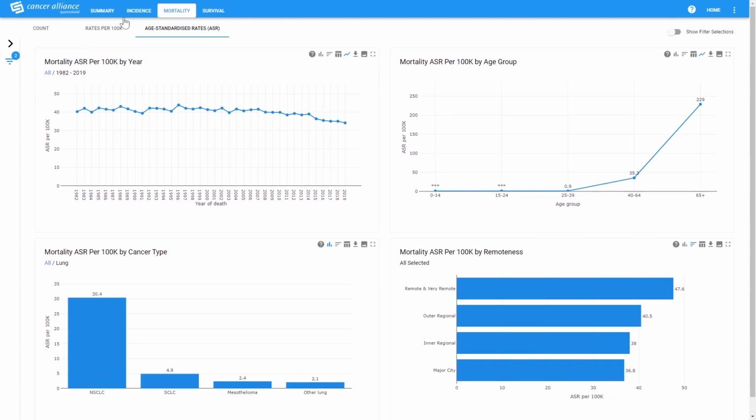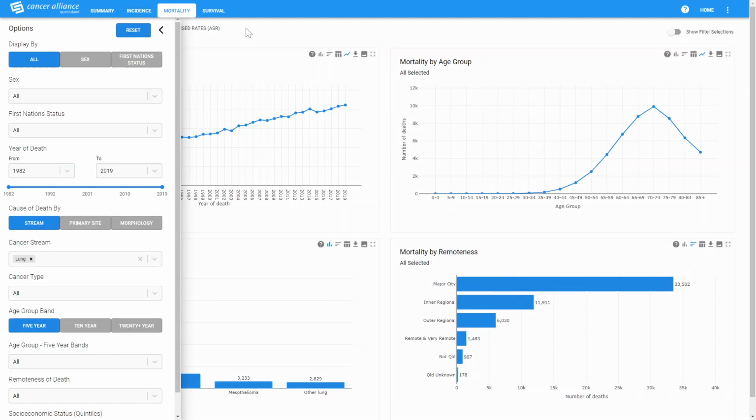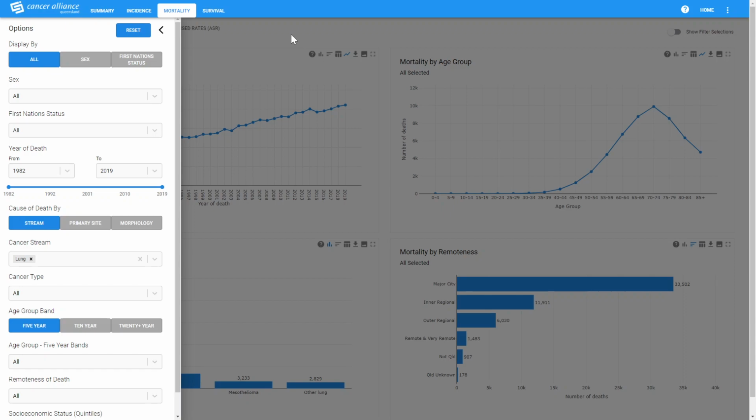So just using lung cancer as an example of different ways to view the data that's available under the mortality tab. I hope you've enjoyed that.